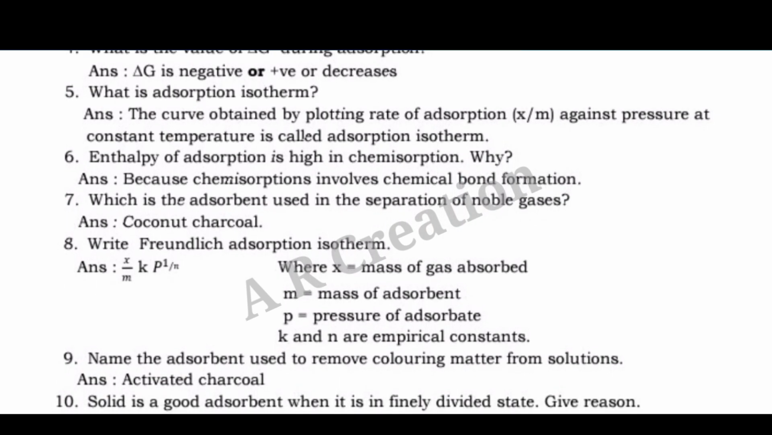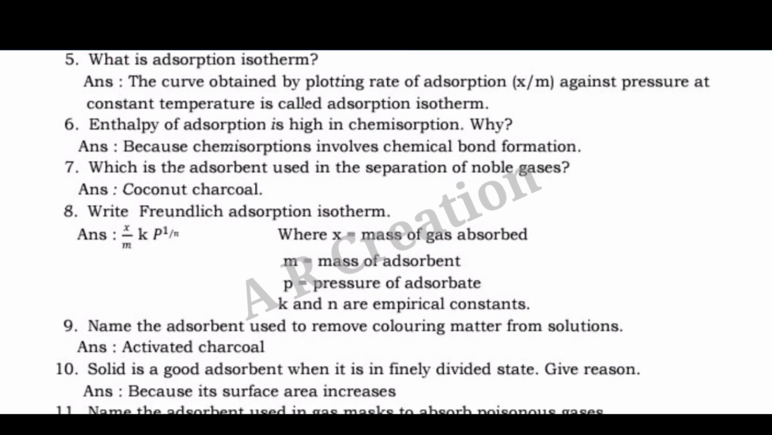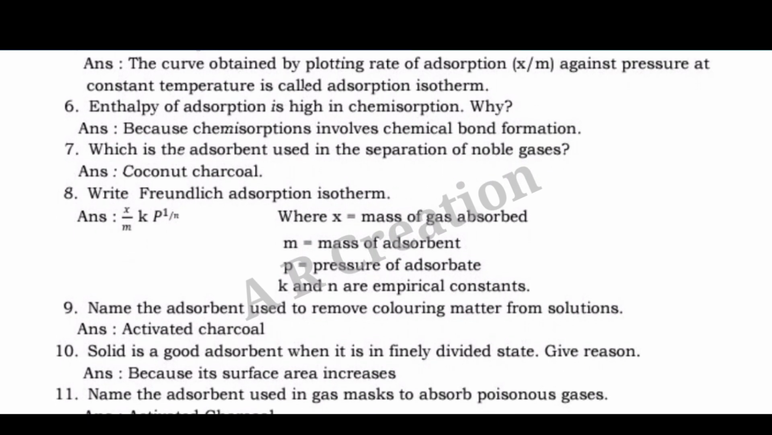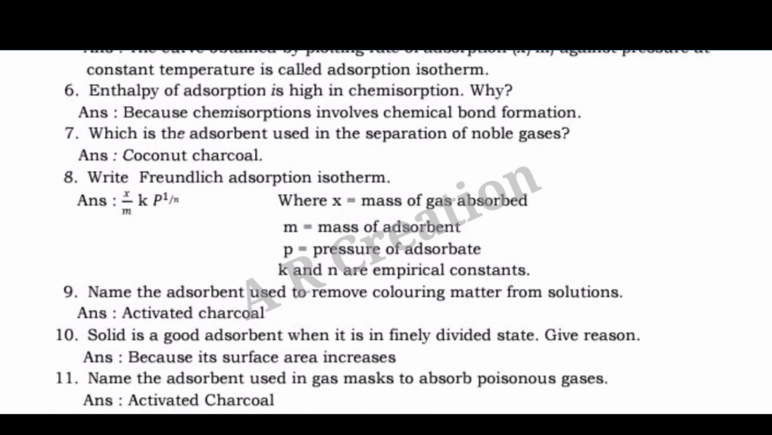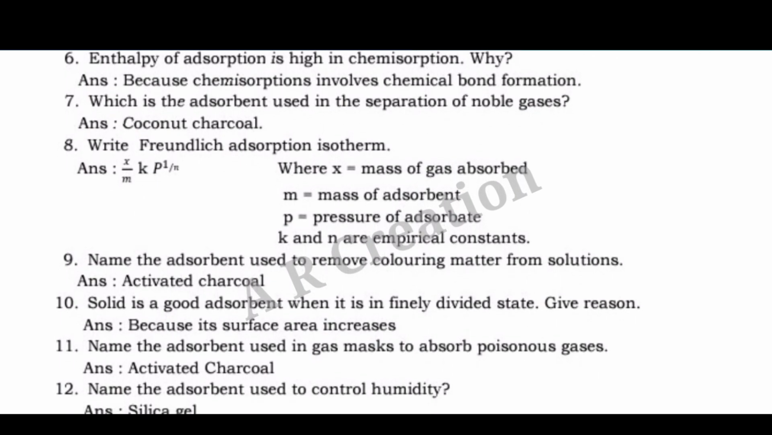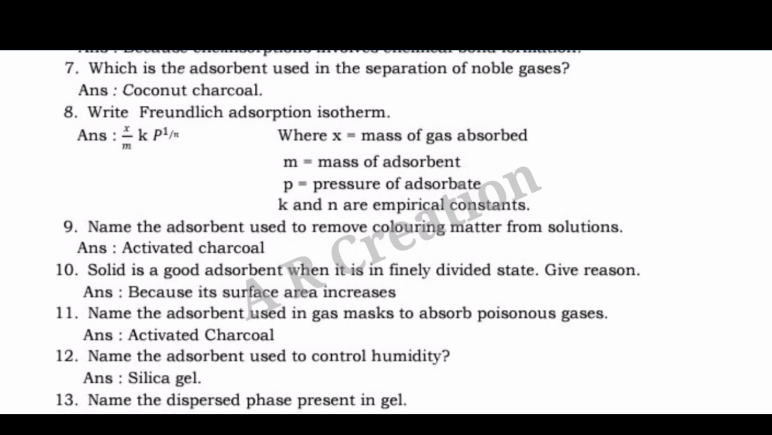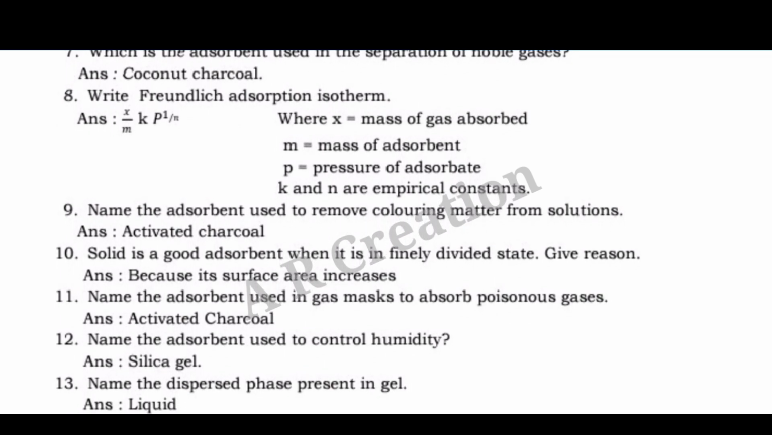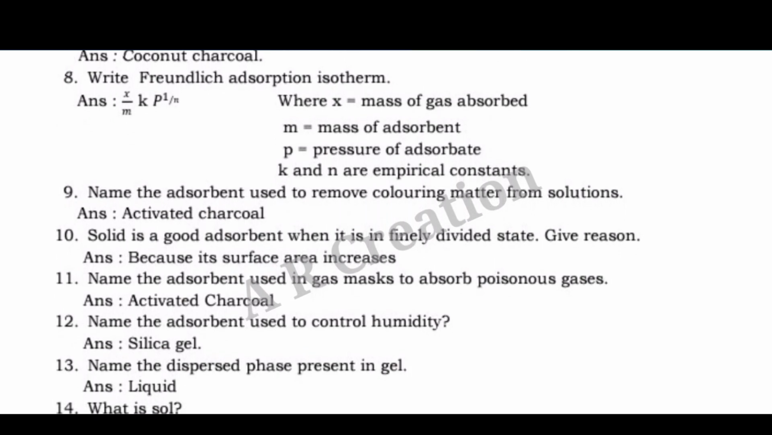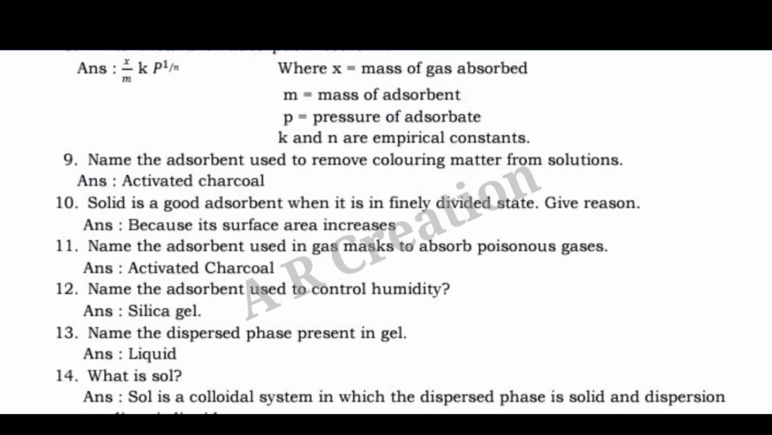Question 8. Write Freundlich adsorption isotherm. Where x is mass of gas adsorbed. Answer. x by m equals k P to the power 1 by n. m is mass of adsorbent, P is pressure of adsorbate, k and n are empirical constants. Question 9. Name the adsorbent used to remove coloring matter from solutions. Answer. Activated charcoal. Question 10. Solid is a good adsorbent when it is in finely divided state. Give reason. Answer. Because its surface area increases.